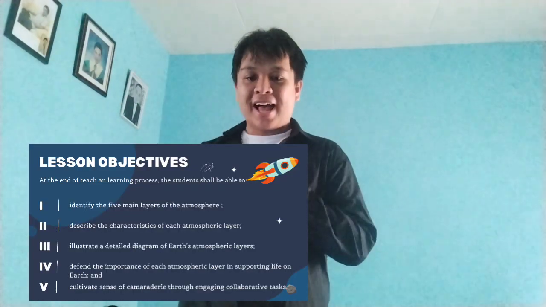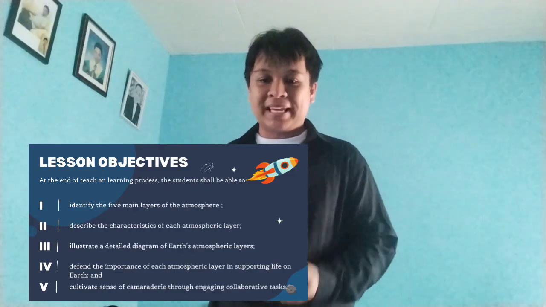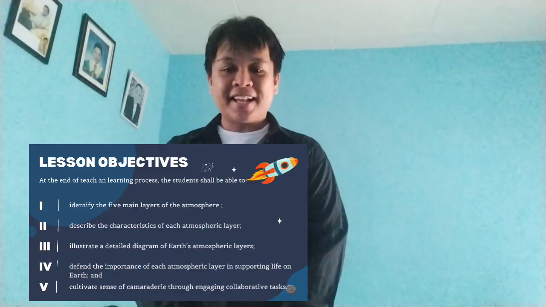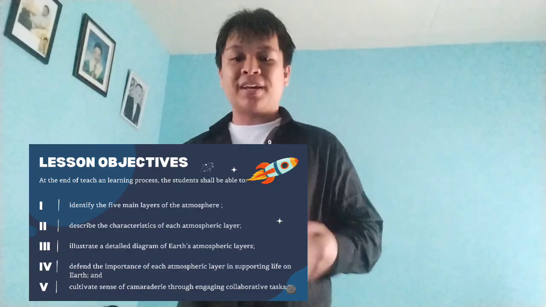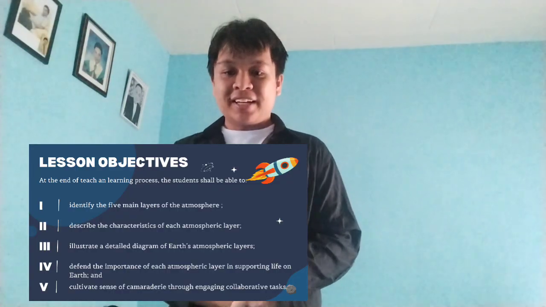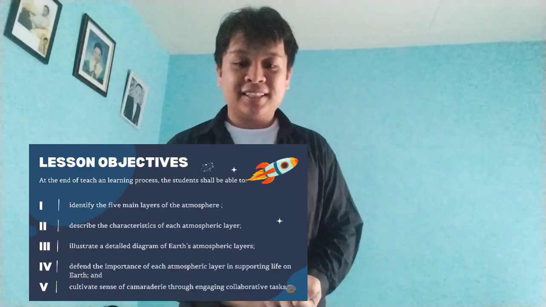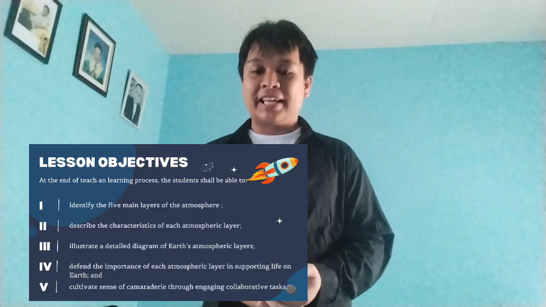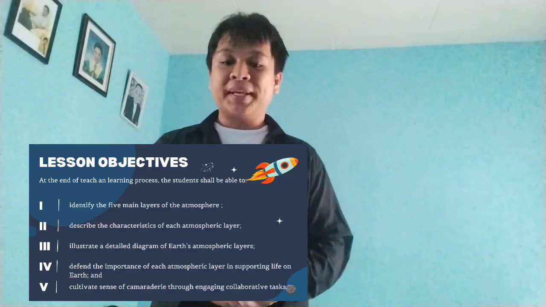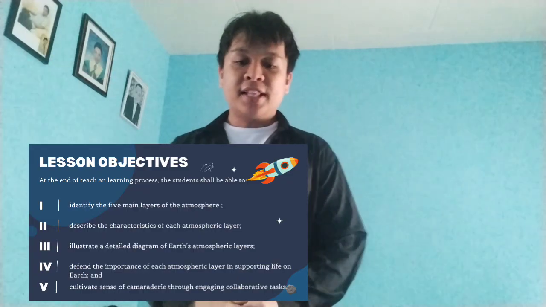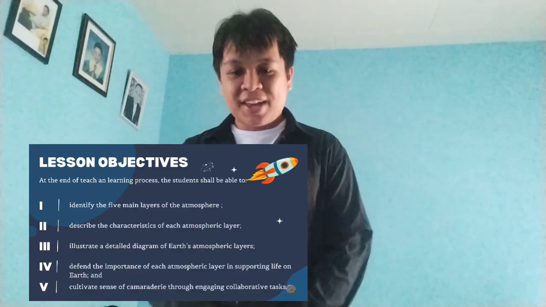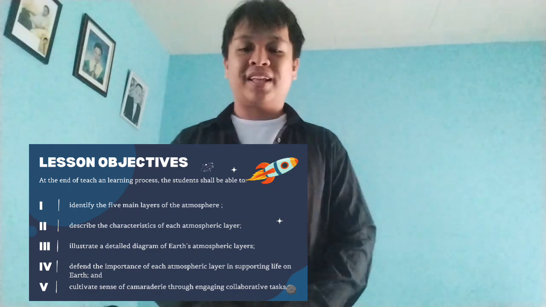And here are our lesson objectives. First, identify the 5 main layers of the atmosphere. Second, describe the characteristics of the Earth's atmospheric layers. Third, illustrate a detailed diagram of Earth's atmospheric layers. Fourth, defend the importance of each atmospheric layer in supporting life on Earth. And lastly, cultivate a sense of camaraderie through engaging collaborative tasks. So those are the lesson objectives for our lesson today.